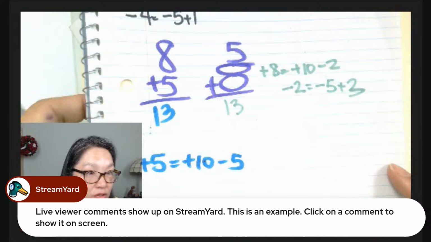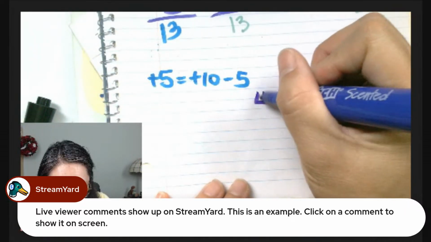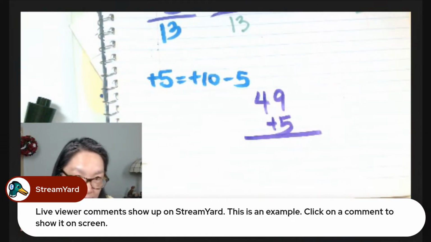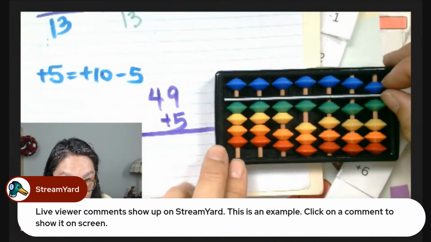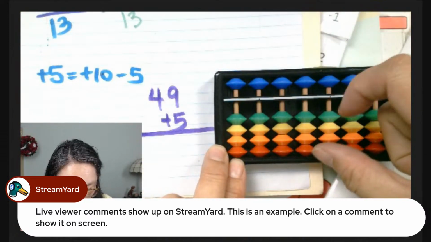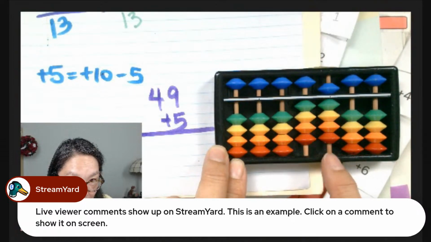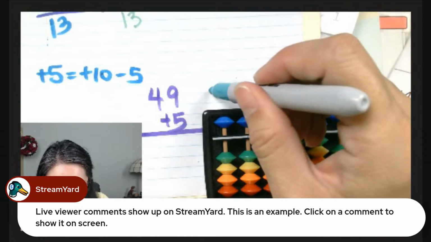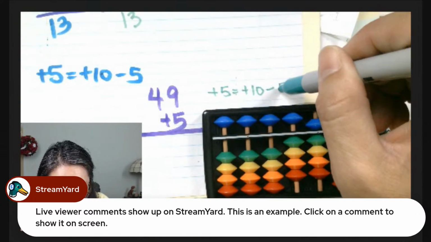Well, let's do another one. Let's do a little bit more complicated one. What? A complicated one? Yeah. Let's do 49 plus 5. We'll do 5 because 5 is easy. When we look at it, we do 49: 40 and 9. And we want to add the 5. In the abacus world, plus the 5 is equal to plus the 10 minus 5.